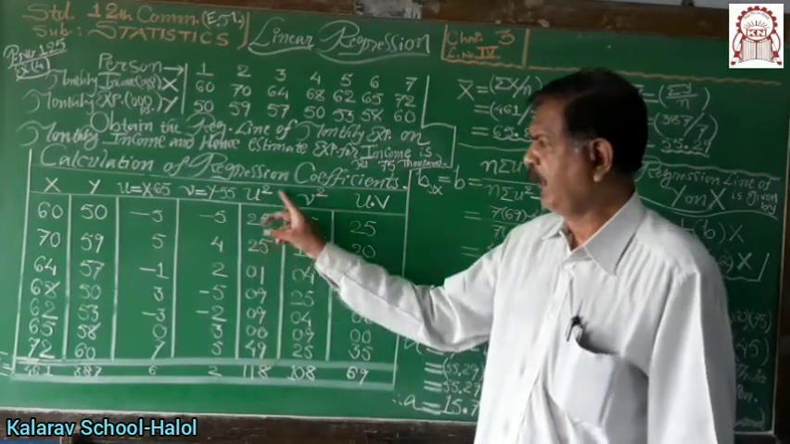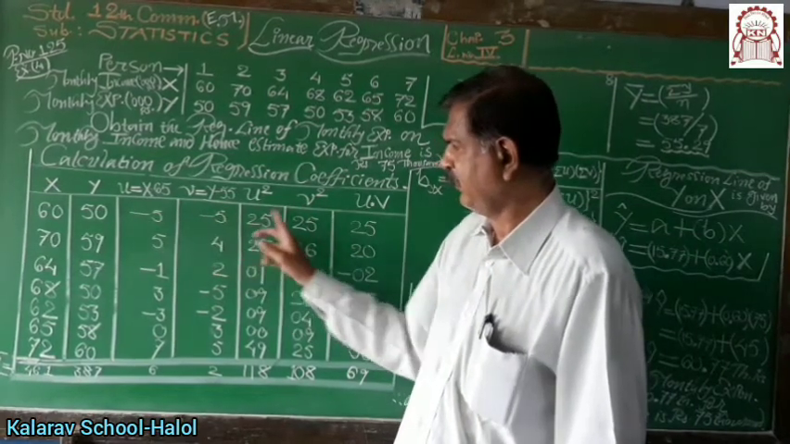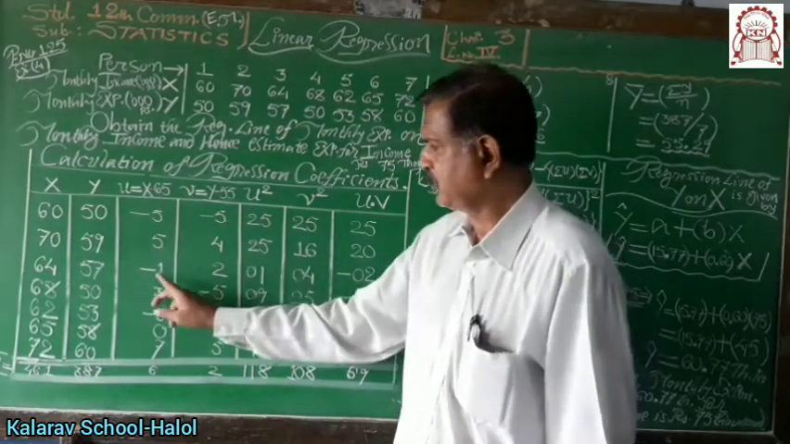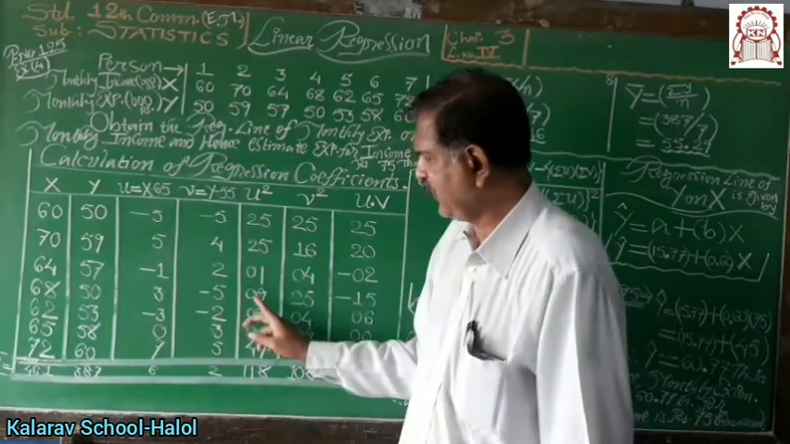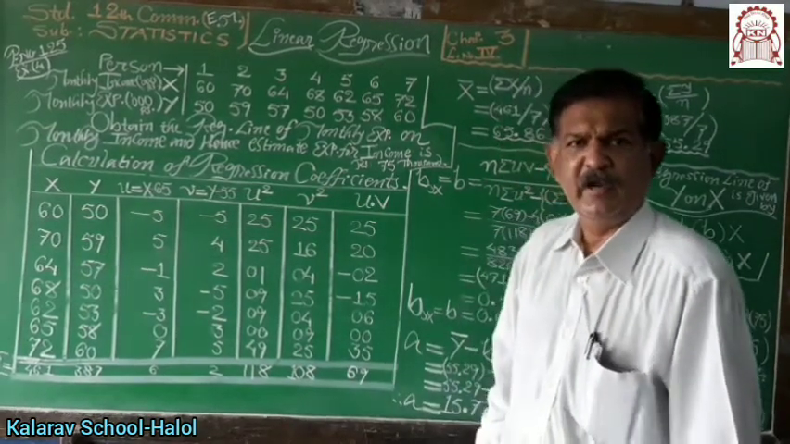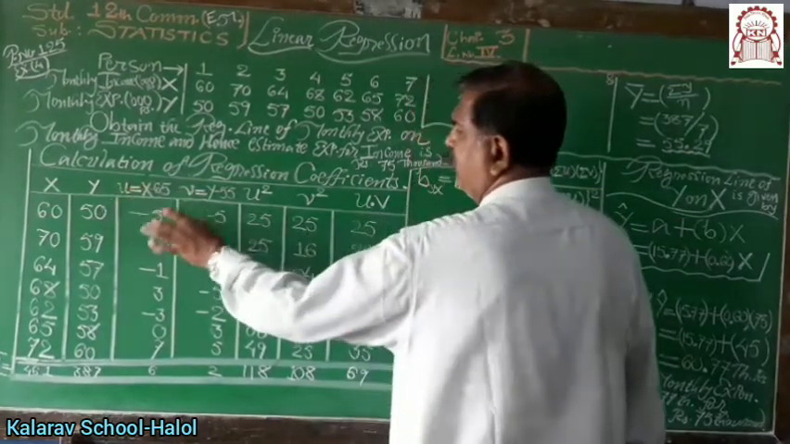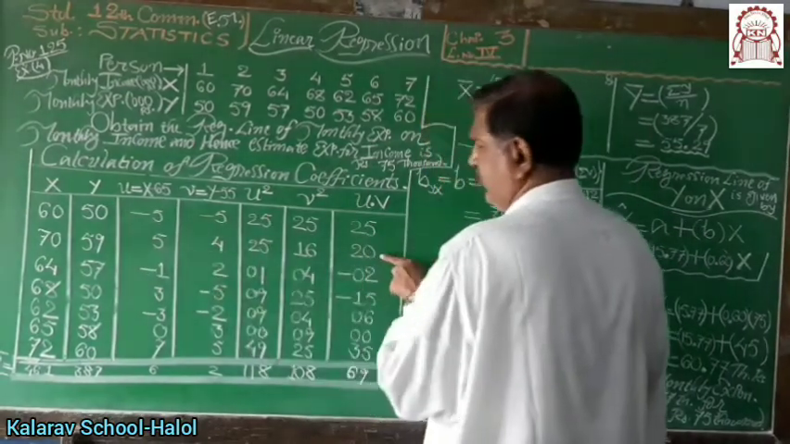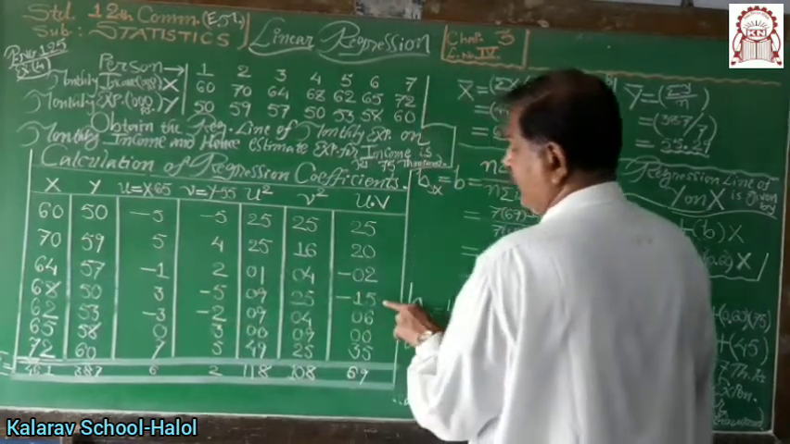Then make u square and v square. Square of minus 5 is 25, square of minus 5 is 25. Square of 5 is 25, square of 4 is 16. Square of minus 1 is 1 and square of 2 is 4. Square of 3 is 9 and square of minus 5 is 25. U square, v square. And finally, uv means multiplication of u and v with sign. Minus 5 multiplied by minus 5 is plus 25. 5 into 4 is plus 20. Minus 1 into 2 is minus 2. 3 multiplied by minus 5 is minus 15, and so on. uv.